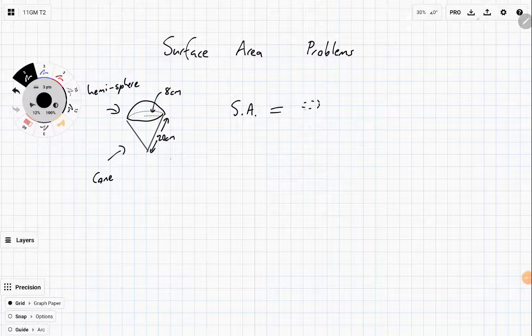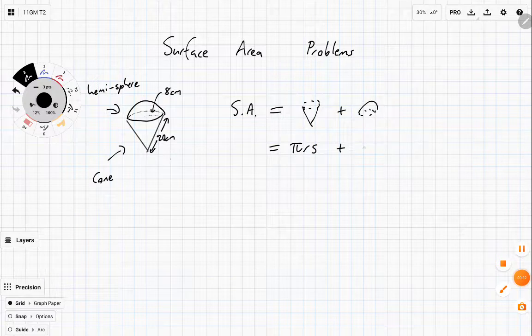We're going to have the cone bit plus the hemisphere bit. So for the cone, if we're just interested in the cone, not the full cone, well, that's just pi r s. And for a hemisphere, which is an open hemisphere, right, we don't want the bottom, then we're just going to have 2 pi r squared, or half of 4 pi r squared, whichever you prefer.